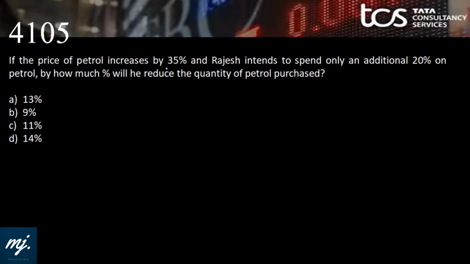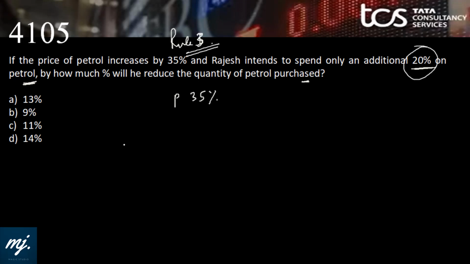If the price of petrol increases by 35% and Rajesh intends to spend only an additional 20% on the petrol, by how much percentage will he reduce the quantity of the petrol purchase? So we can use our rule 3, net change.